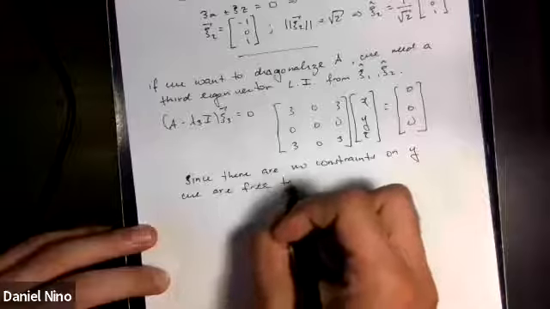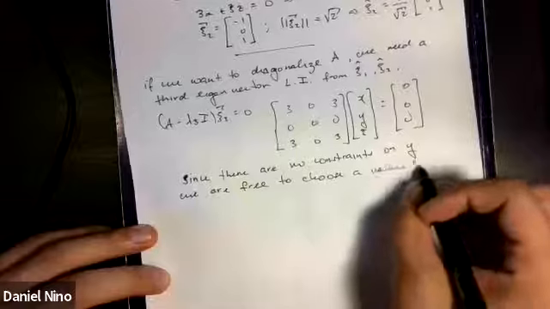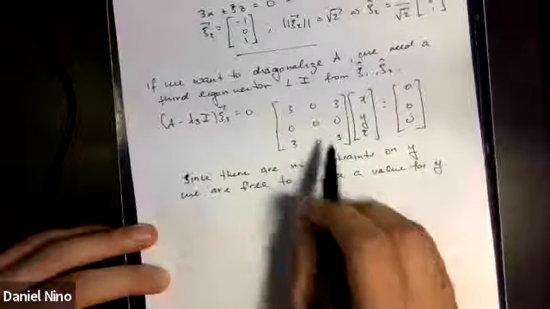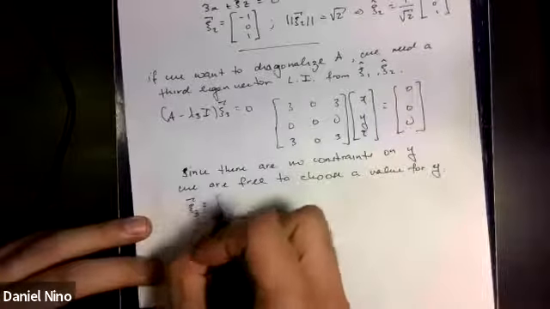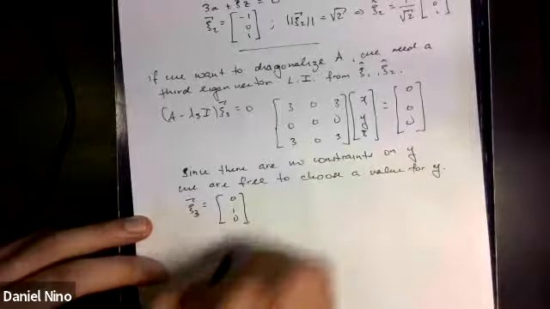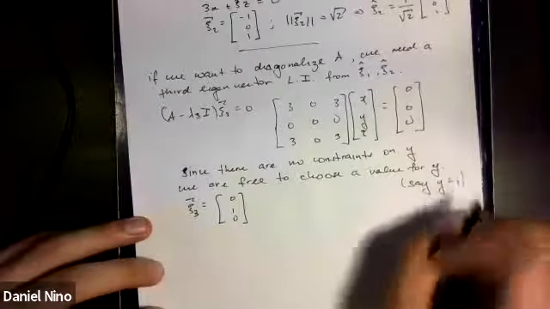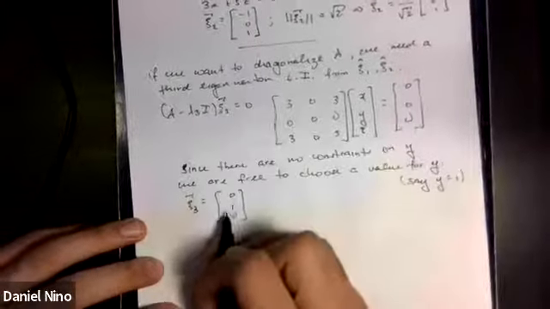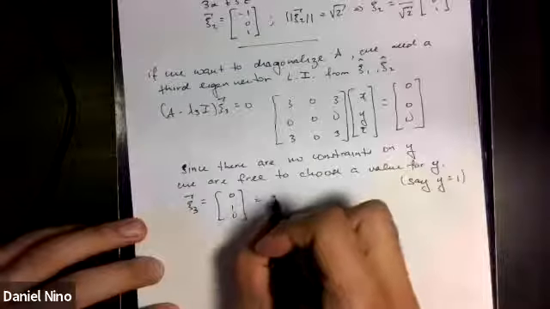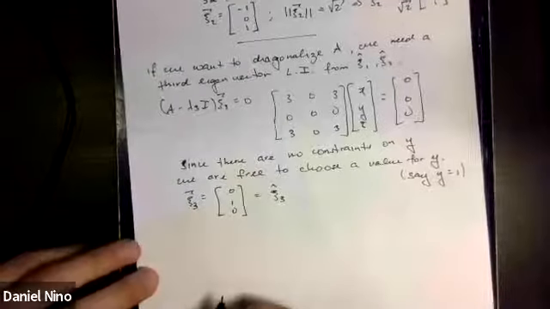So since there are no constraints on y, we are free to choose a value for y and still satisfy the system of equations. So this gives us our third eigenvector, where we're going to choose a value of y equal to 1 for simplicity. And because the norm of this eigenvector is 1, this is also equal to the normalized eigenvector.